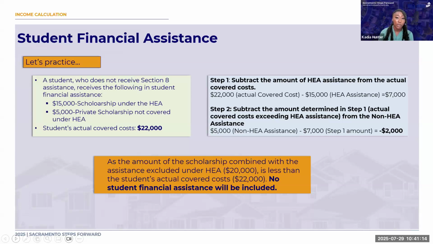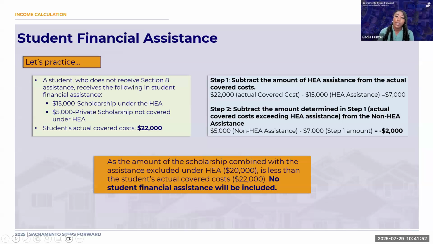So step one would be to subtract the HEA assistance from the actual cost, which is $22,000 minus $15,000. It's going to leave us with $7,000, still uncovered. Step two, we have to subtract that $7,000 from the non-HEA aid. $5,000 minus $7,000 gives negative $2,000. Since the total aid, $20,000, is less than cost, $22,000, nothing gets included as income. It's all excluded. This shows how HOTMA protects educational support.